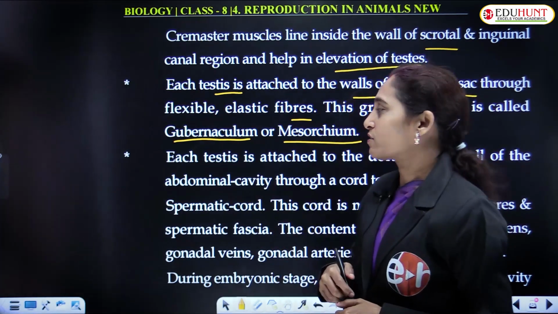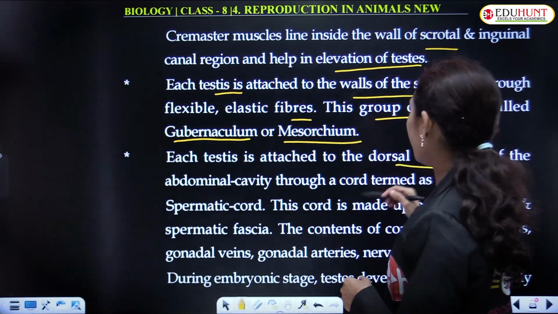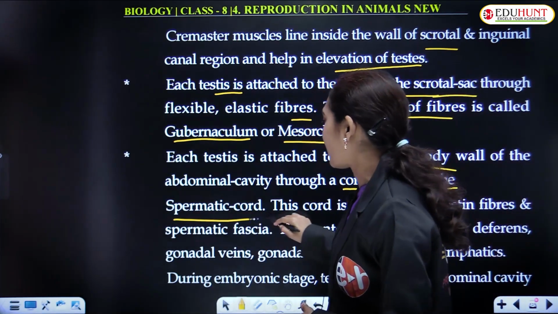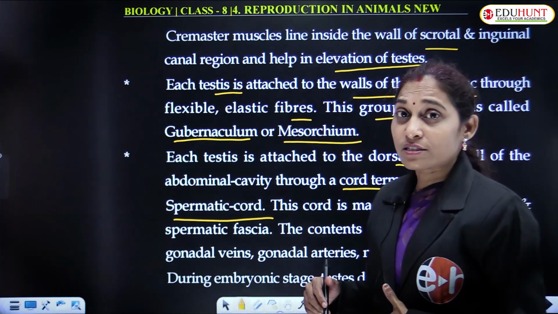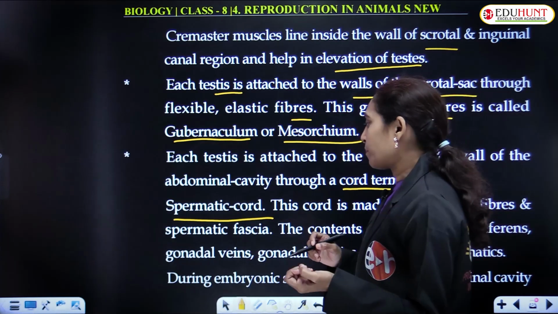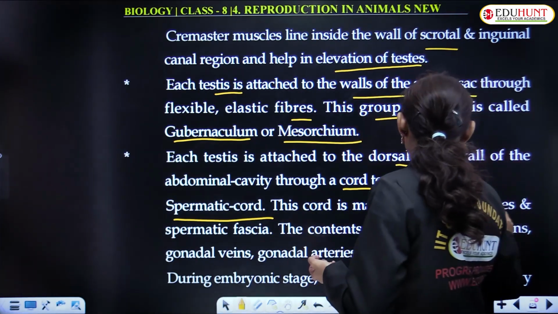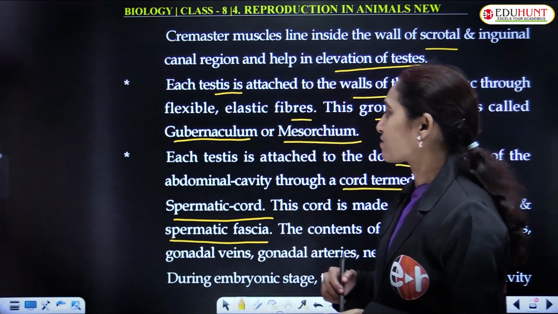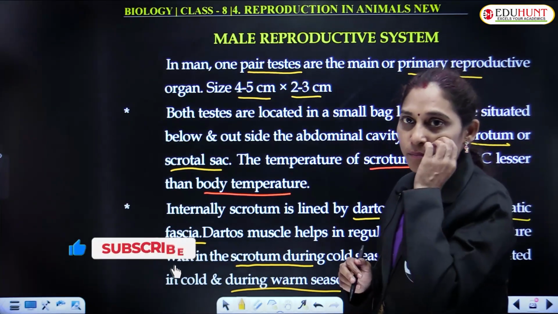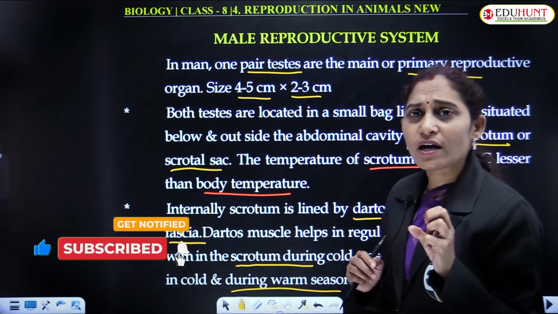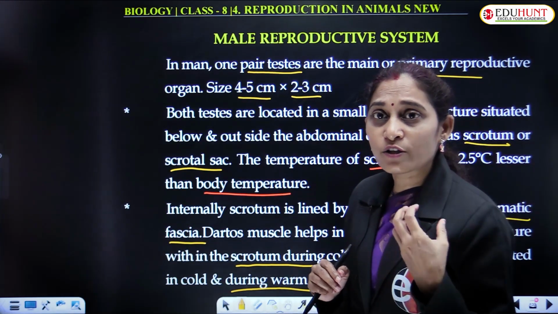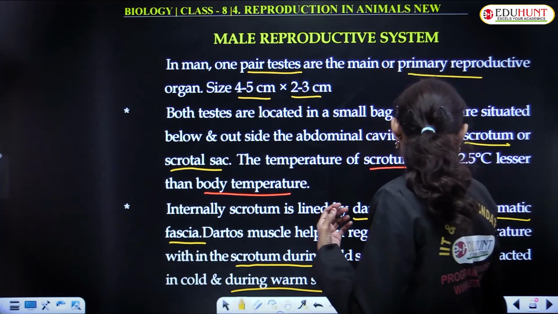Each testis is attached to the dorsal body wall of the abdominal cavity through a cord termed the spermatic cord. To the dorsal side, it is attached with the help of the spermatic cord. This cord is made up of elastin fibers and spermatic fascia. Just now we have seen spermatic fascia and dartos muscles. The dartos muscles are sensitive to temperature. They contract during cold season and relax during warm season when the temperature is more.